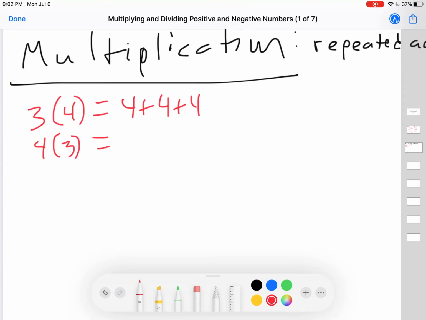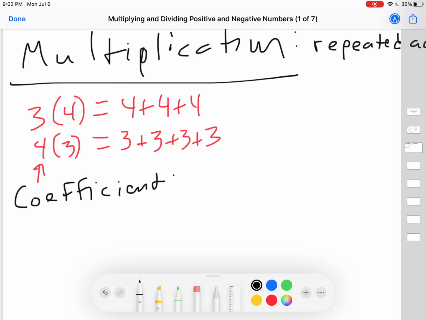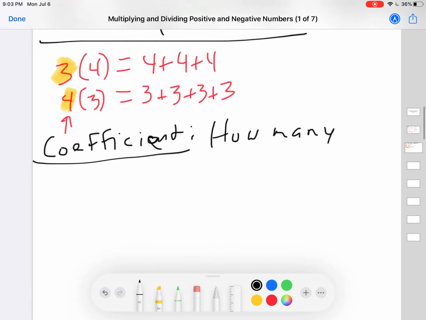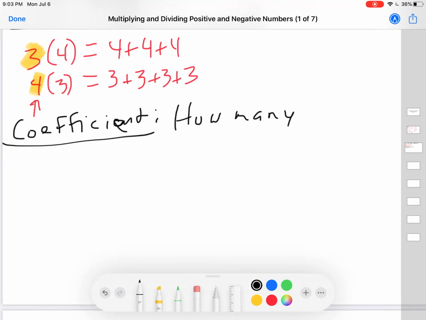Interestingly, this does not mean 4 plus 4 plus 4. This means 3 plus 3 plus 3 plus 3. They mean different things. They have the same value, but they mean different things. This number right here is called the coefficient. It says how many. Whatever that number is, that's the coefficient. The coefficient here is 4. The coefficient here is 3. That's what a coefficient is. C-O-E-F-F-I-C-I-E-N-T. Coefficient.